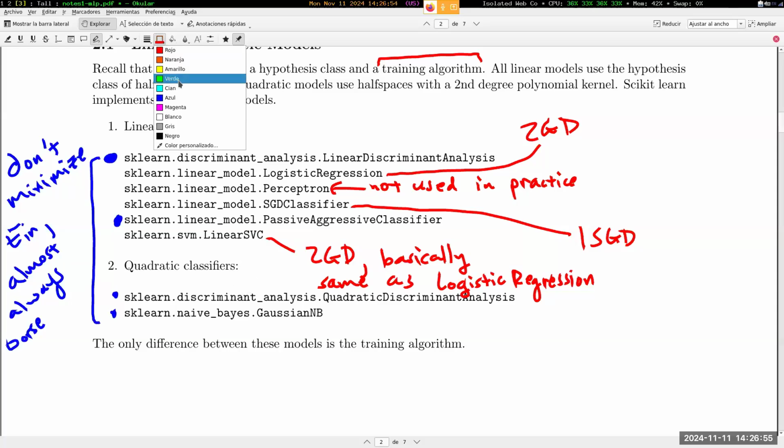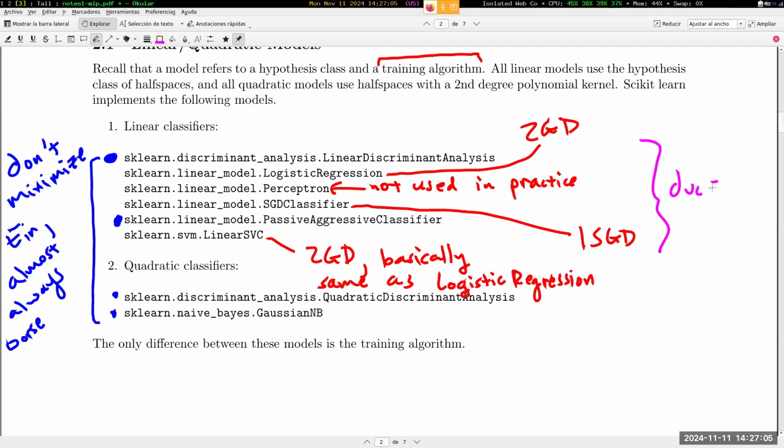The last important thing to mention is the VC dimensions of these hypothesis classes. For the linear classifiers over here, the VC dimensions are all linear: d_VC equals d plus 1, which is Theta of d, for all the linear hypothesis classes. In the quadratic classes, the d_VC is always Theta of d squared.